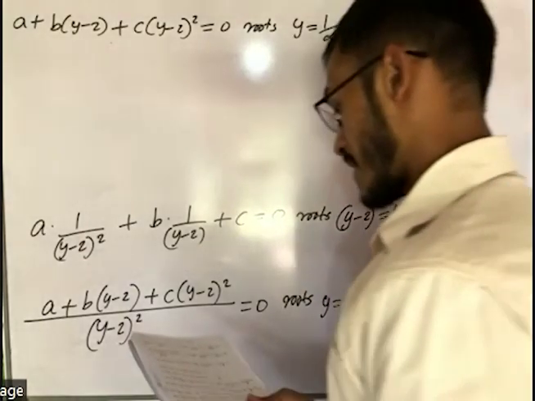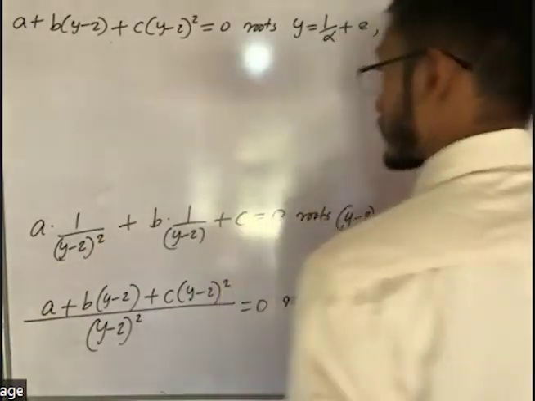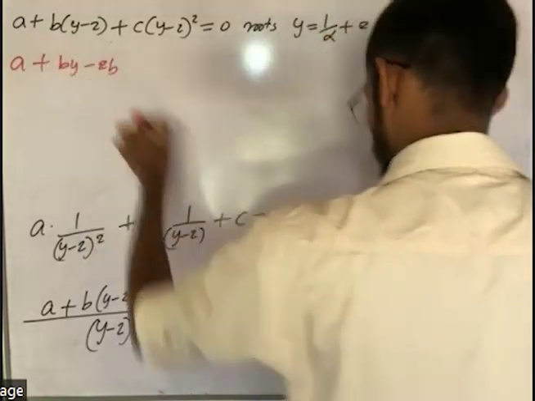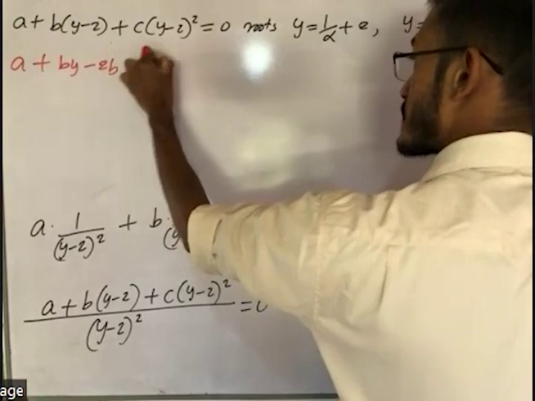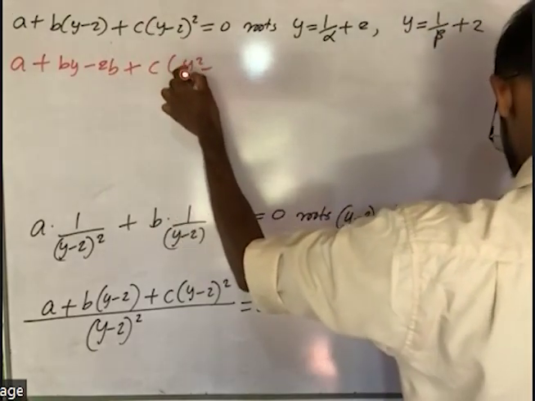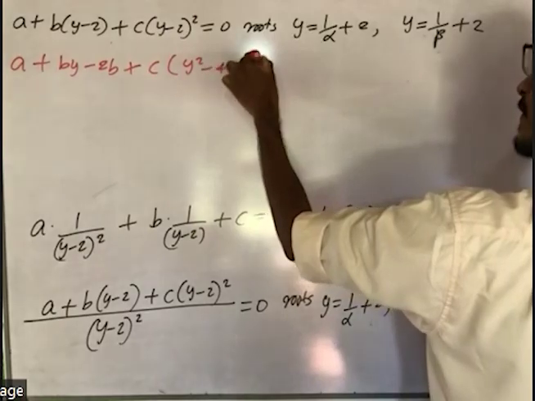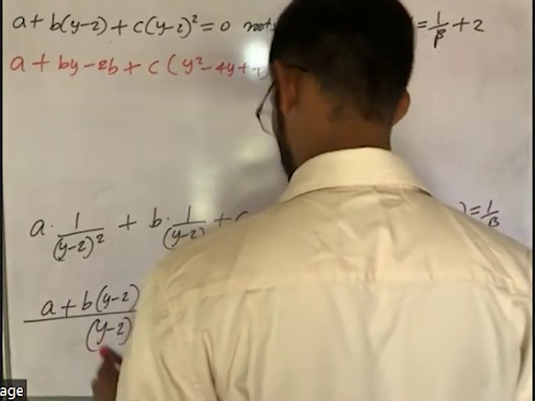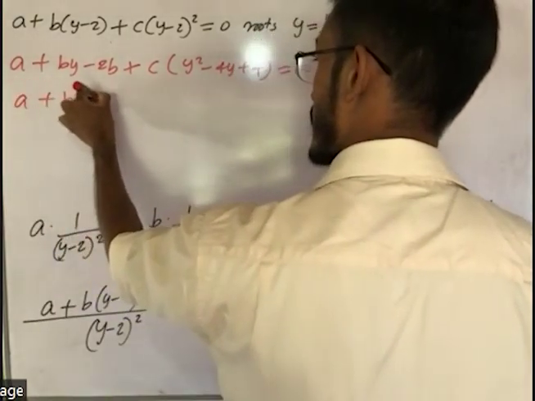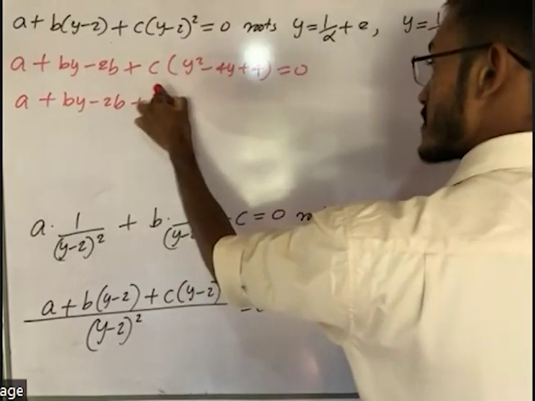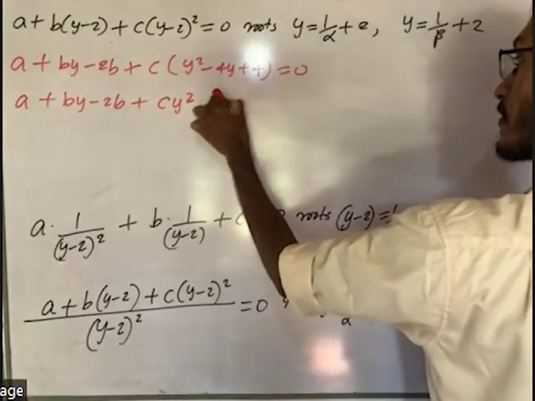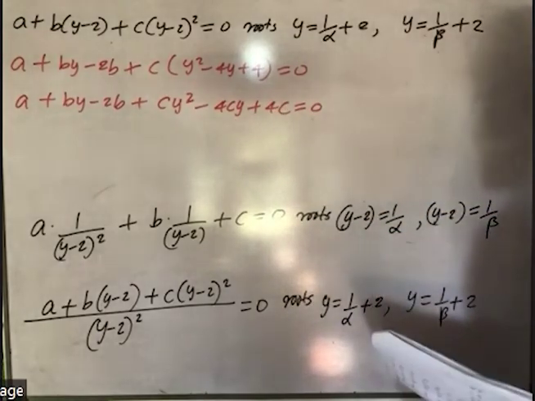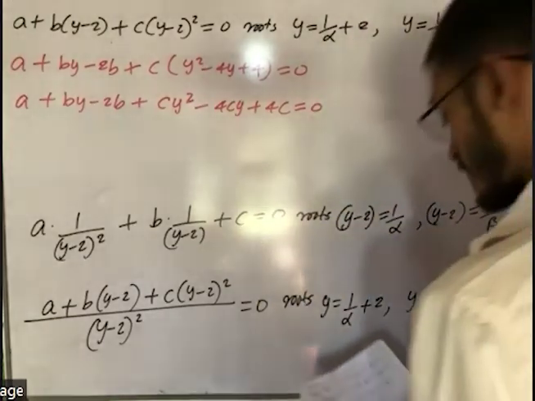Right. Now expand and simplify the equation. If you expand this, a plus b(y minus 2) plus c times, you can simply expand this one, y squared minus 4y plus 4, equal to 0. Then simplify this: a plus by minus 2b plus cy squared minus 4cy plus 4c equal to 0. Right. Now we can separate y squared terms, y terms, and constant terms.